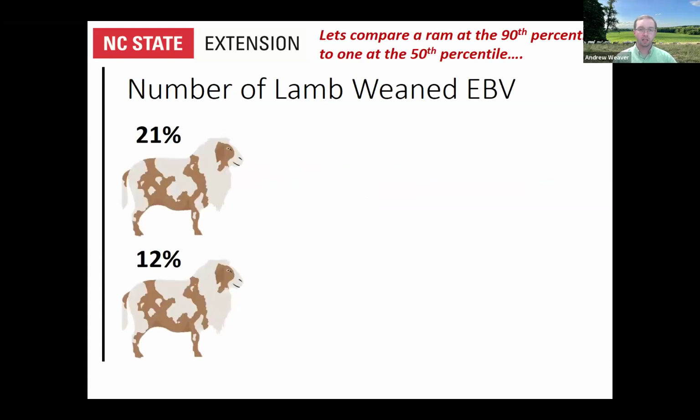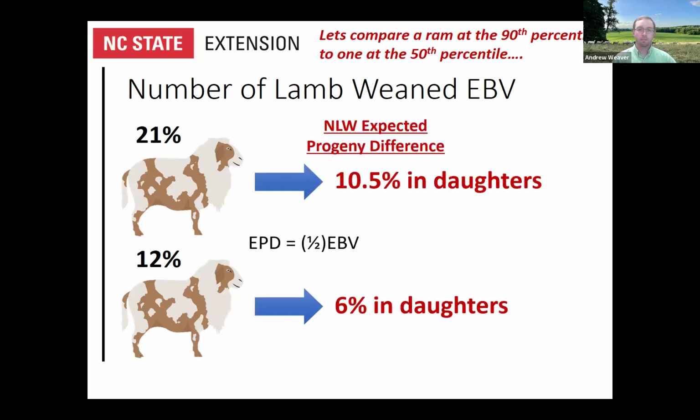So what does this look like in reality? Number of lambs weaned EBV. The ram on the top would be at 21. I showed them here as percentages. Again, you can think about them either way. 21% versus 12%, comparing a ram in the 90th percentile to one at the 50th percentile. They're going to pass on half of that to their daughters. And so it'd be 10.5% for the daughters of the ram on the top, and 6% for the daughters of the ram on the bottom.